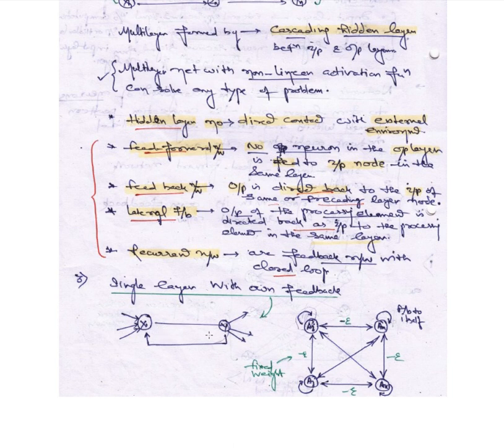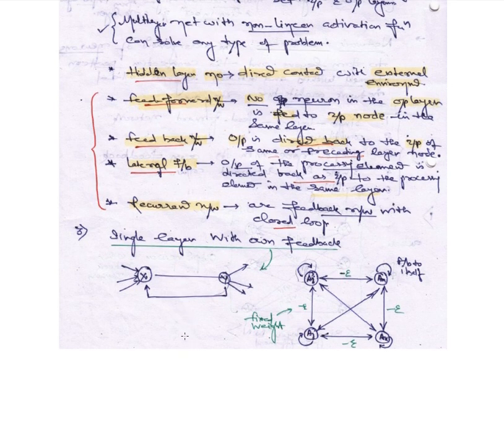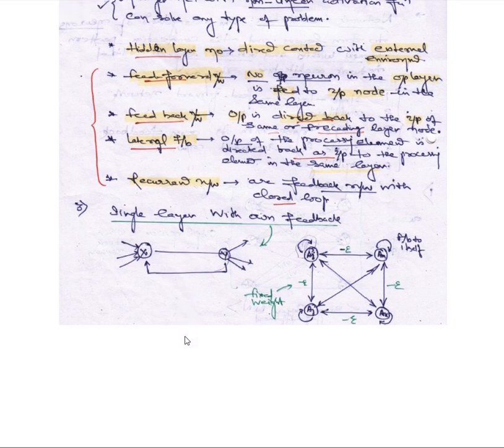Single layer with feedback is nothing but x to y, and x returning back to itself. This is known as feedback. If there are nodes i, j, k, m, then i to j, j to i, i to i, j to j. This is known as feedback to its own network. So it will have its own weights. You can consider it as a fixed weight, and you can model this particular network for verifying the input and output.